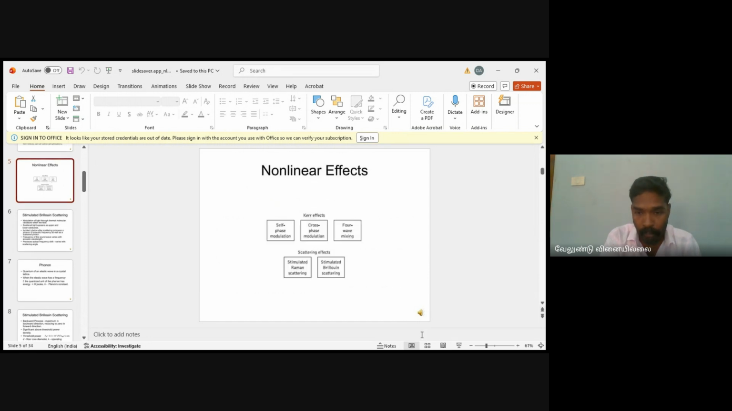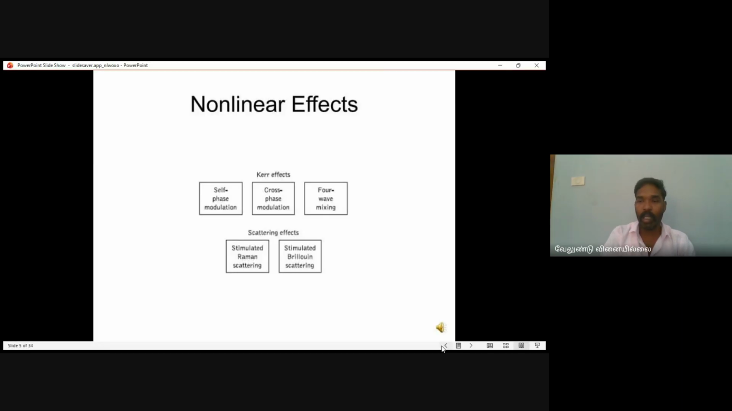You can see here the nonlinear effects are of two types. One is Kerr effects, another one is scattering effects. The Kerr effects are self-phase modulation, cross-phase modulation, and four-wave mixing. Self-phase modulation is where the frequency shift happens by itself. That is called self-phase modulation.